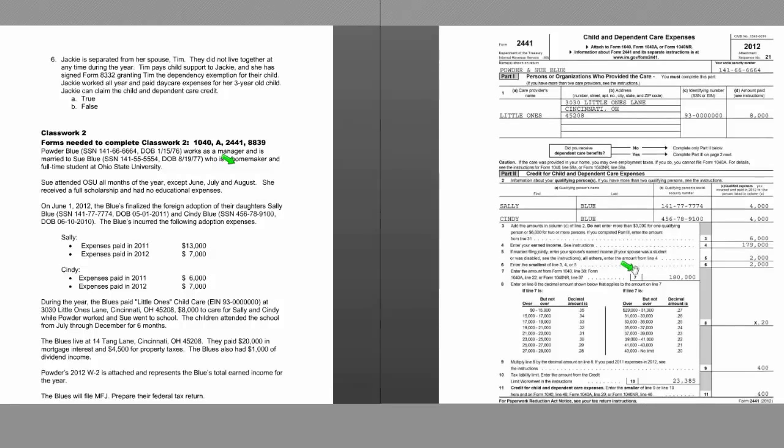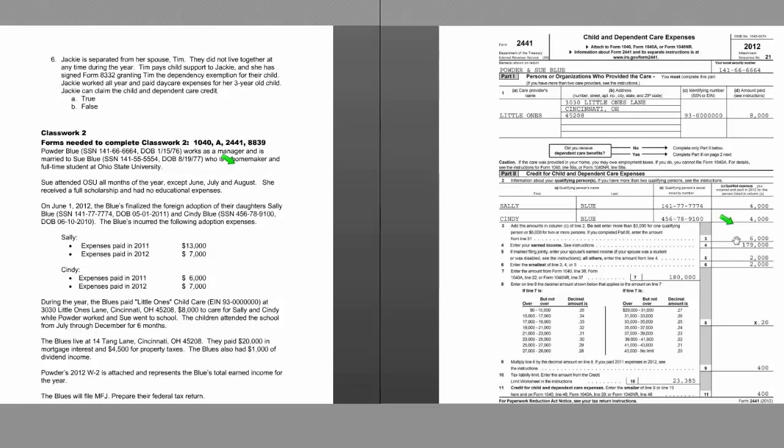On to the Child and Dependent Care Credit form, we show the name of the provider and the address of the provider, along with the identifying number of the provider and the amount of expense paid to the provider for the 6 months the children were in that provider's care. But now we have to look at how much expense is qualified expense for each child. And in this case, we're allocating the expense equally between the two. There's $4,000 of expense for Cindy and $4,000 of expense for Sally.